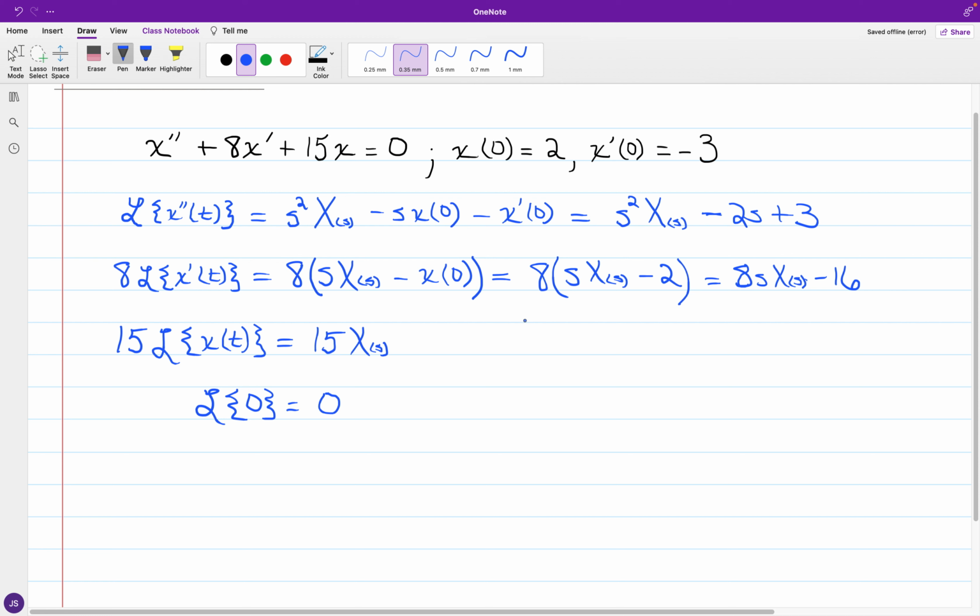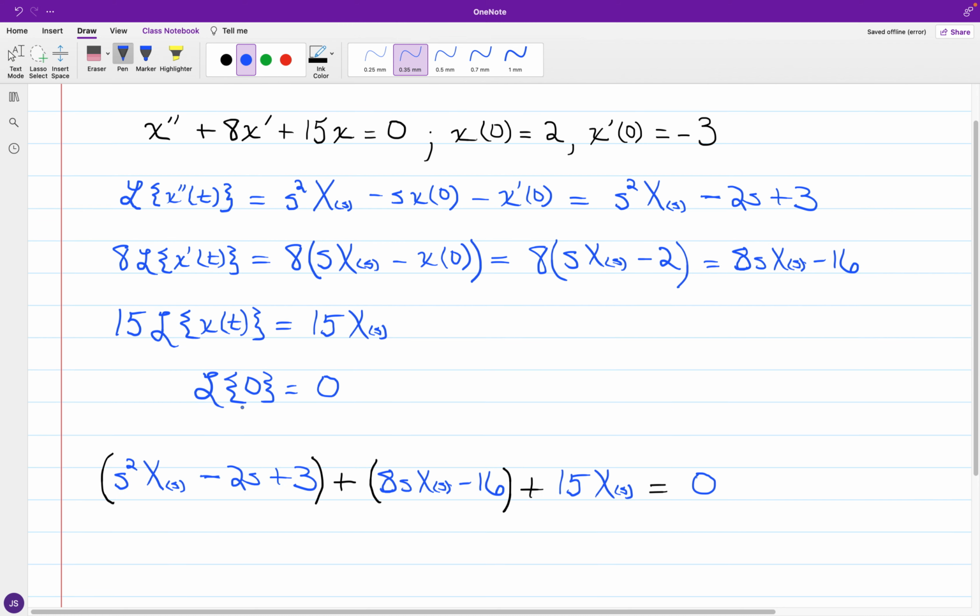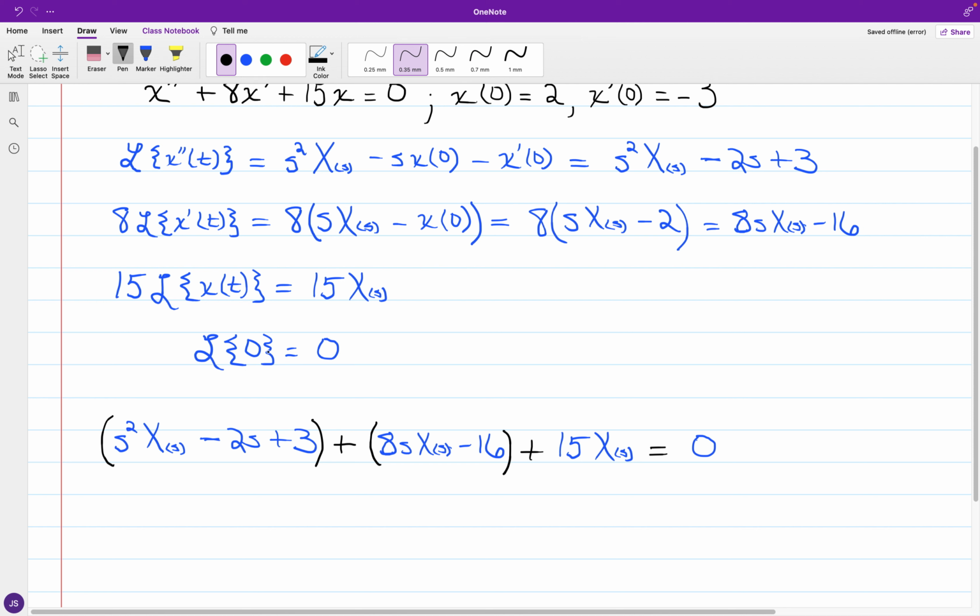And setting things up in terms of the Laplace transform terms, this is what I have in the setup. I'm going to be looking at combining like terms together. So for the Laplace variable x of s, you have s squared plus 8s plus 15, which I can put together as the quantity s squared plus 8s plus 15 times the Laplace x of s.